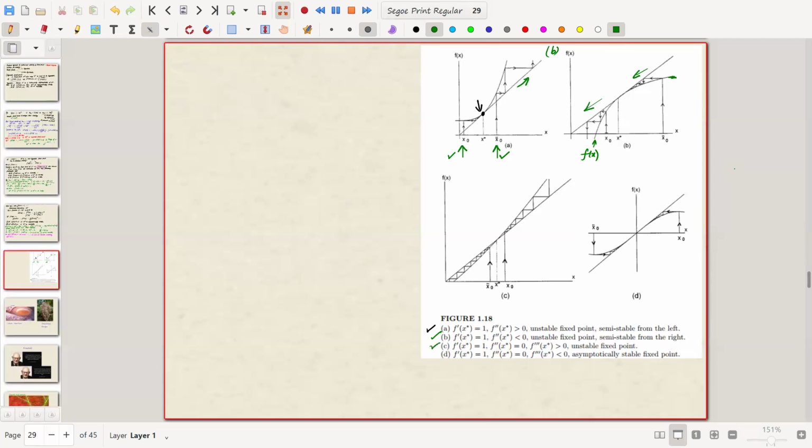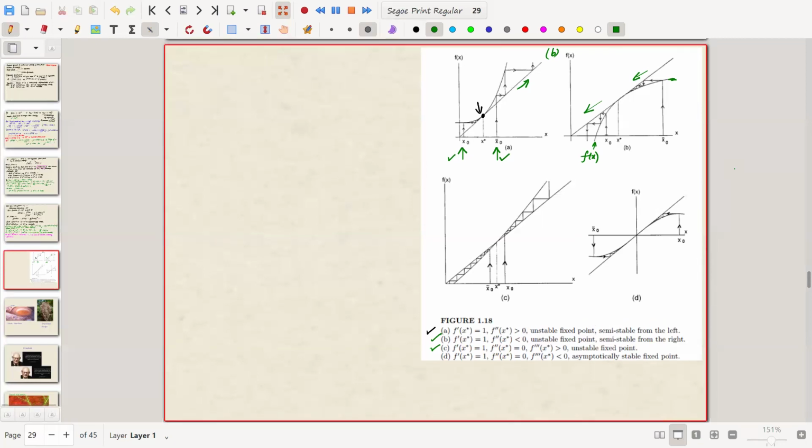Part C is f prime is 1, f double prime is 0. Both of the cases failed. You have to look into the third derivative, which looks like this. And you can see that since the third derivative is nonzero, any initial condition is moving away.